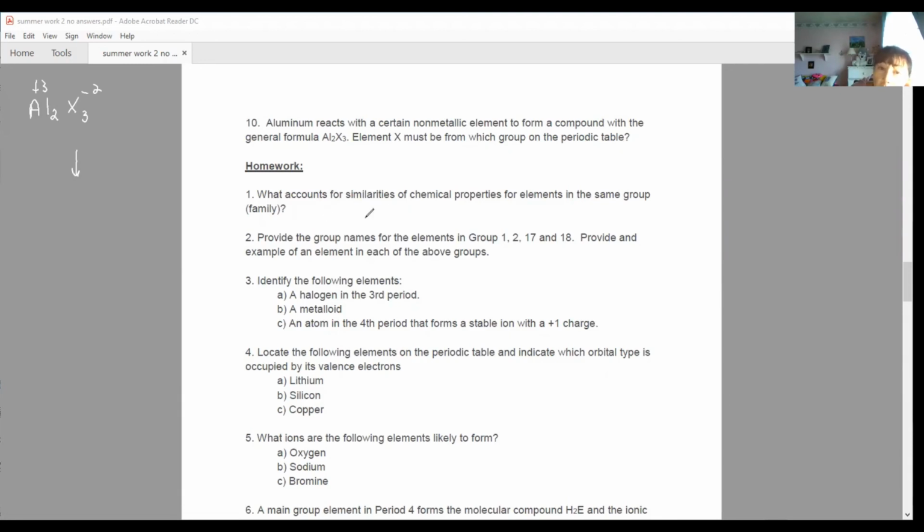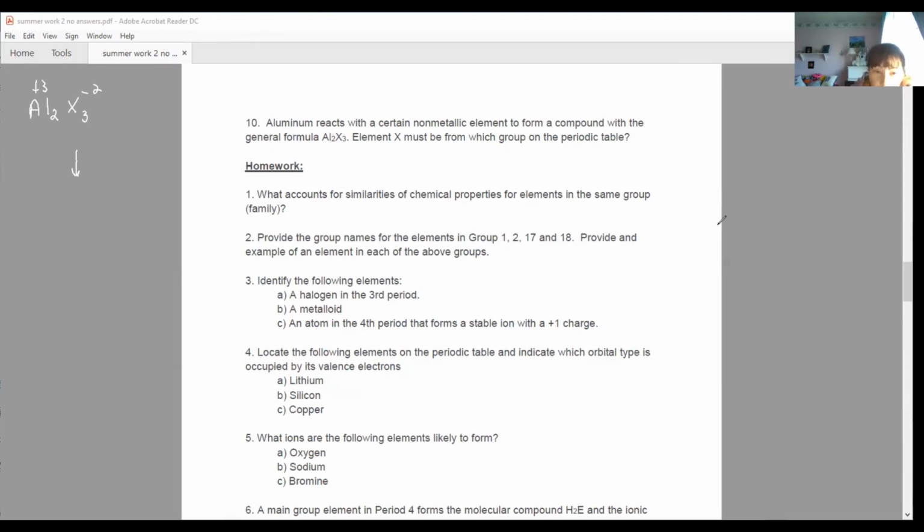So what accounts for similarities of chemical properties for elements in the same group family? They have to have the same number of valence electrons, basically. Provide the group name for group 1. So group 1 is alkali metal, group 2 is alkaline earth, 17 are the halogens, and 18 are the noble gases. And provide an example. For group 1, lithium, for group 2, beryllium, for group 17, fluorine, and for group 18, neon.